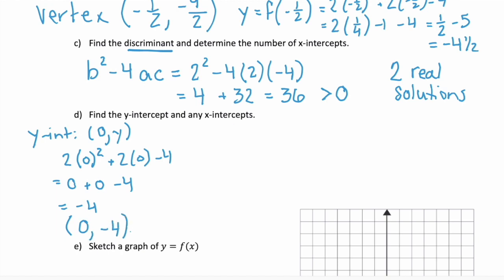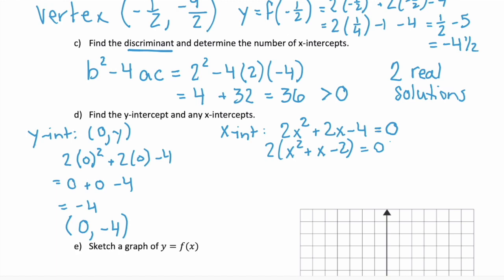Now, how about x-intercepts? X-intercepts are the solutions to that quadratic, 2x squared plus 2x minus 4 equals 0, right? It's the points when y is 0. Well, I see I have a GCF of 2, so I'm going to see if I can solve by factoring. And this factors to x squared plus x minus 2 equals 0. And sure, we can factor that polynomial. It factors to x plus 2 times x minus 1.